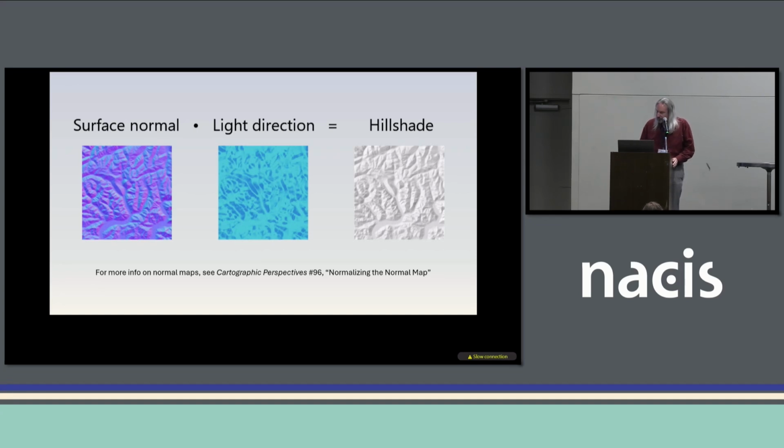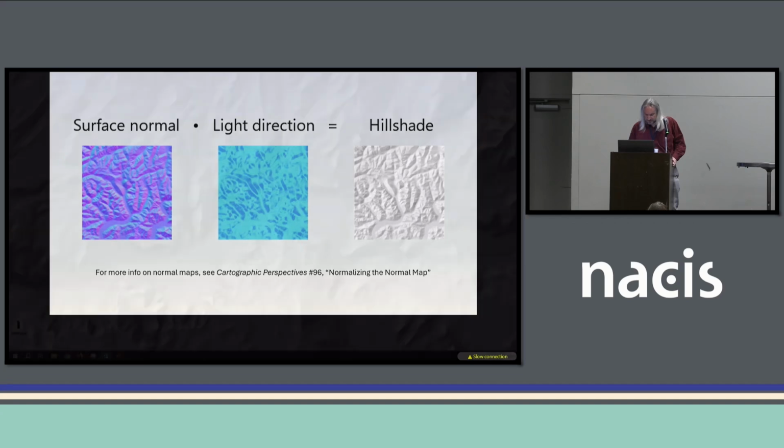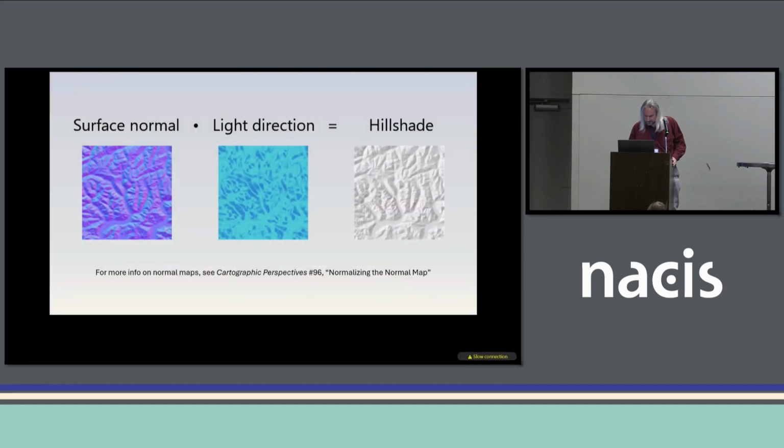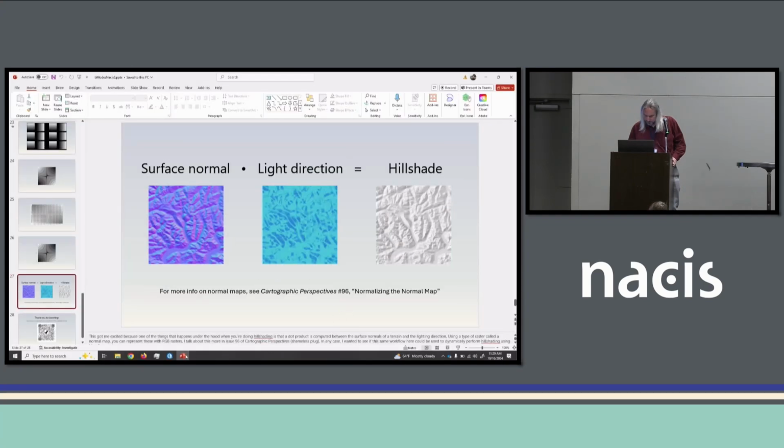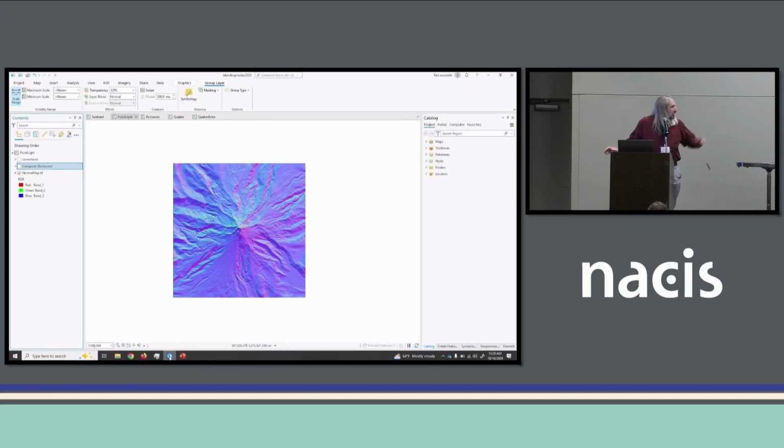And so I set up a map in ArcGIS Pro to test that. So this is my normal map of Mount Hood in ArcGIS Pro. And on top of that, again, it uses RGB colors to represent surface orientation. It's like a slope aspect map, but it uses the components of the normal vector instead of the slope and aspect angles.